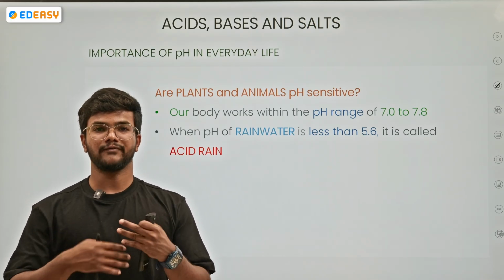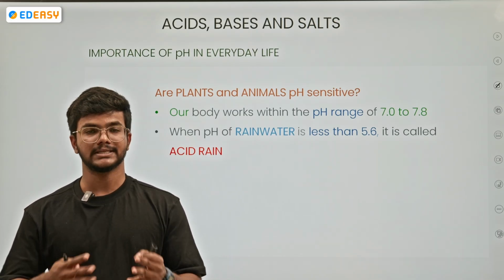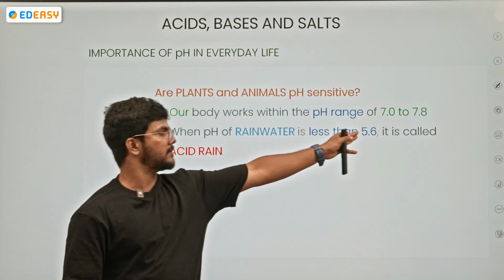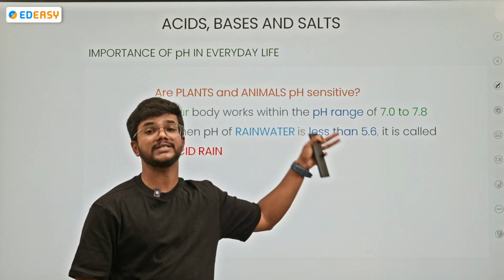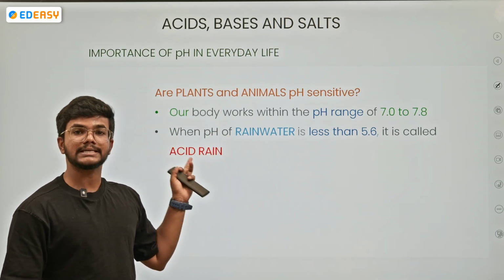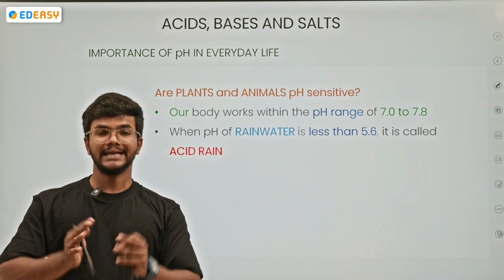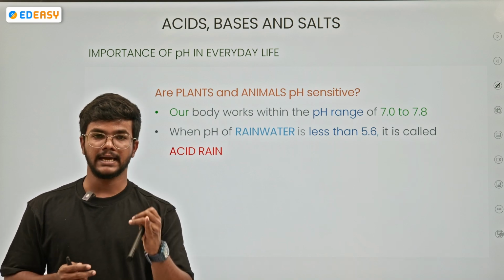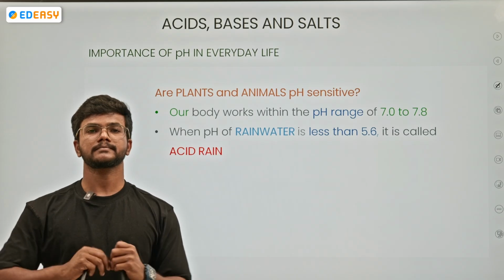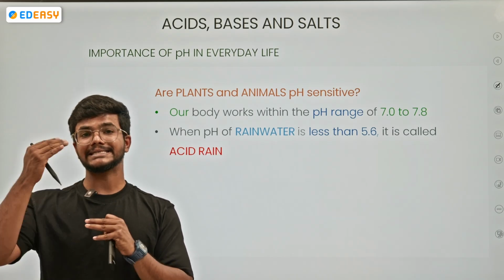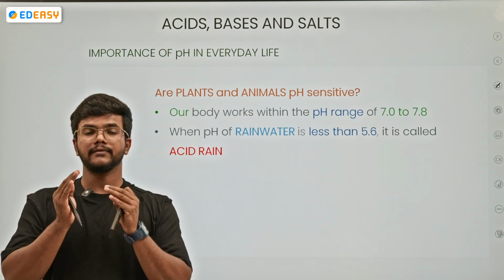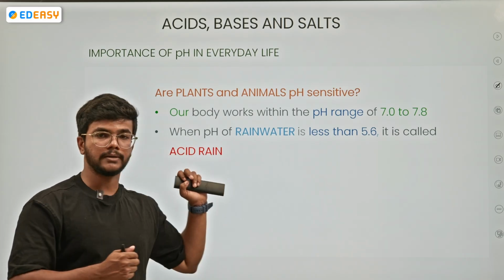But when it comes to rainwater, we know that the water comes from the rain, which is filtered and used for drinking. Rainwater pH is around less than 5.6, and less than 5.6 means it is acidic in nature. That means it causes acid rain. When greenhouse gases like carbon dioxide, sulfur dioxide and nitrogen gases increase in the atmosphere, that decreases the pH value of the water, and this causes acid rain.